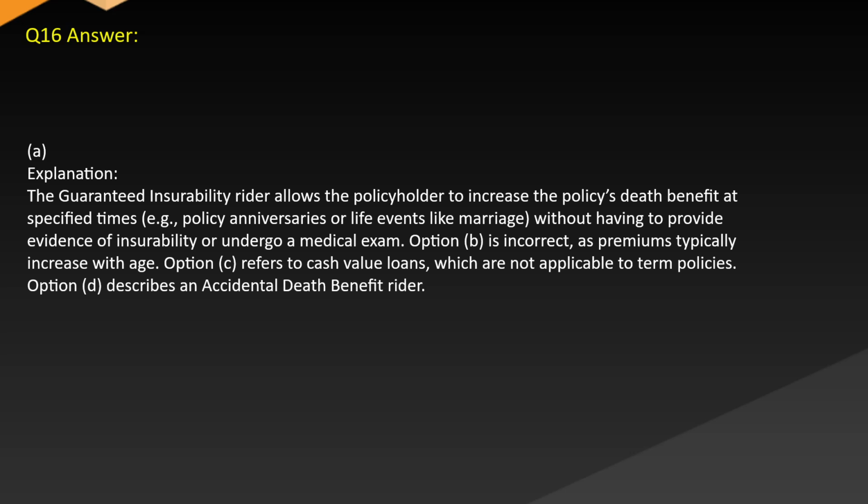Answer A. Explanation. The guaranteed insurability rider allows the policyholder to increase the policy's death benefit at specified times, e.g., policy anniversaries or life events like marriage, without having to provide evidence of insurability or undergo a medical exam. Option B is incorrect, as premiums typically increase with age. Option C refers to cash value loans, which are not applicable to term policies. Option D describes an accidental death benefit rider.